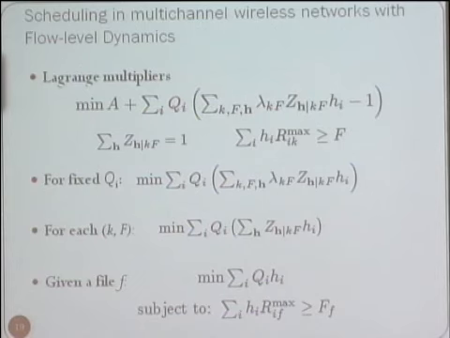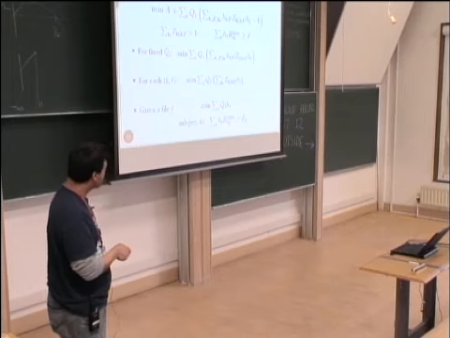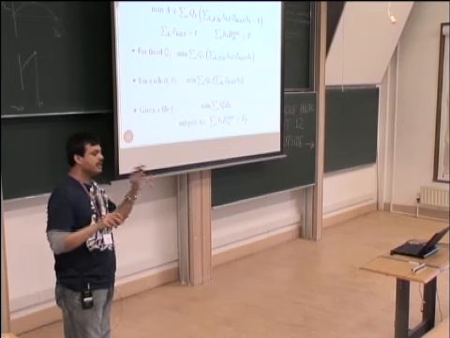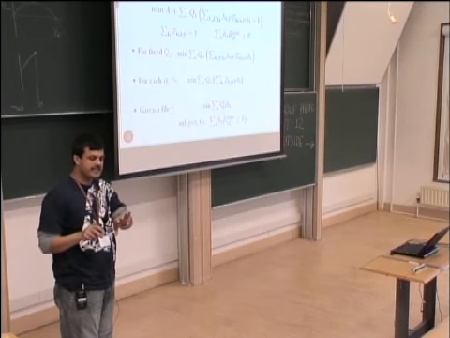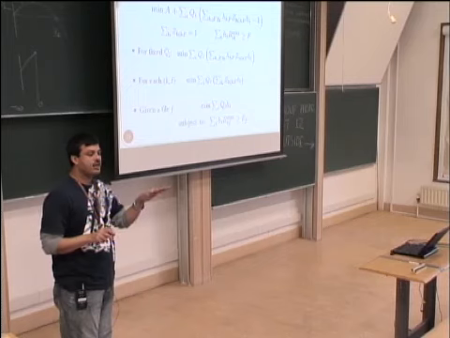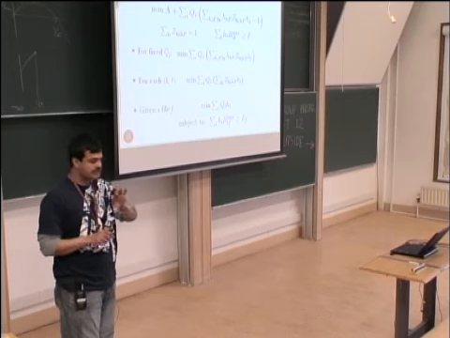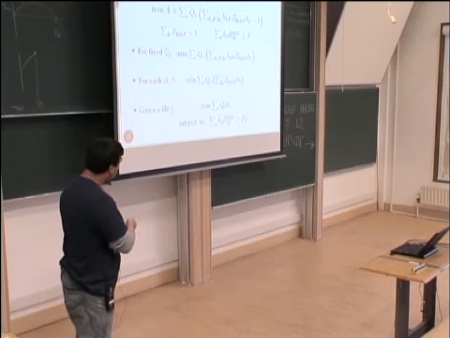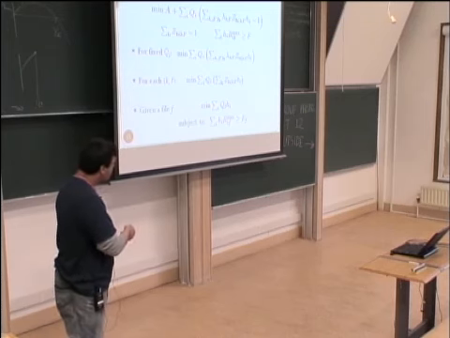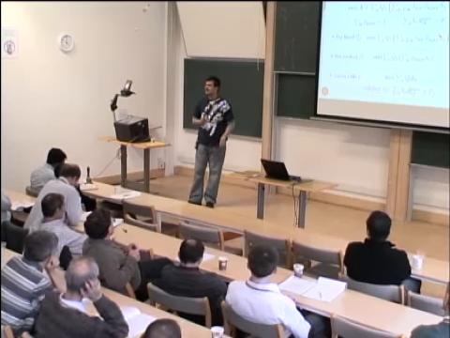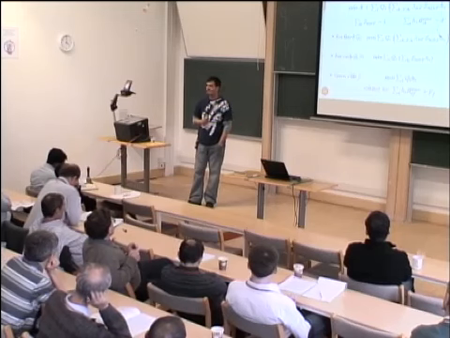So the Lagrange multiplier is given. If I have 3 channels and I know the Lagrange multiplier corresponding to each channel, I'm going to decide how much of this user is going to be served by channel 1, channel 2, and channel 3 by minimizing this quantity. But of course, under the constraint that the amount of service that I give to this user is greater than or equal to its file size.